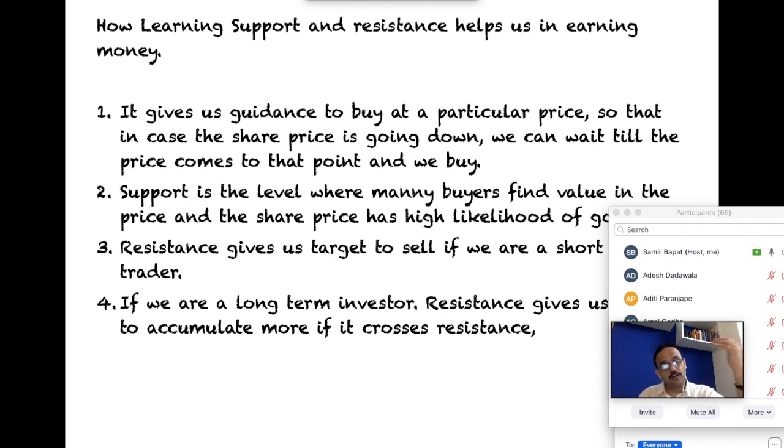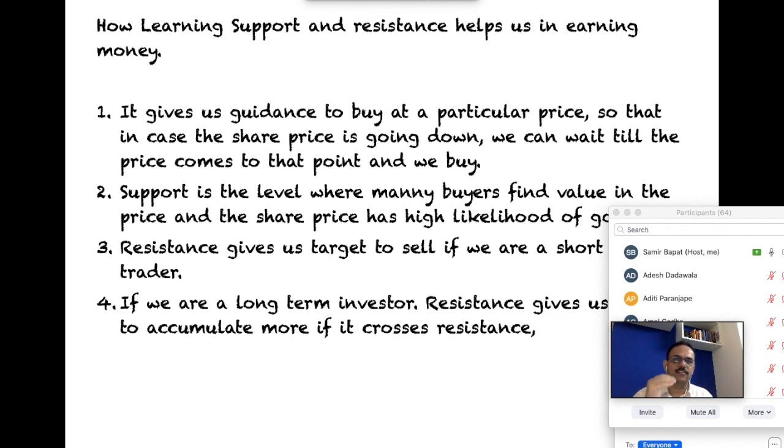If we are a long-term trader or investor, let's say I am invested in a share for a very long time. Many people I have seen are invested for 2-3 years, 4 years, 5 years, and as and when they get more money, they would like to invest more money. So even for them, support and resistance can guide them.